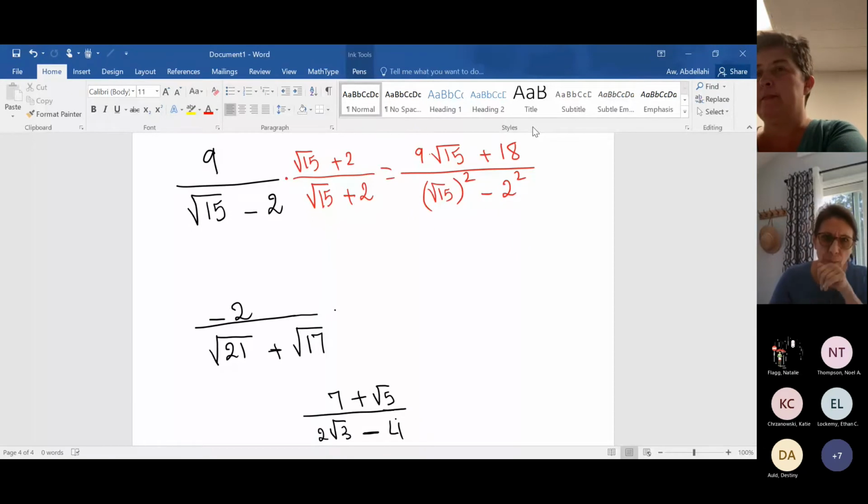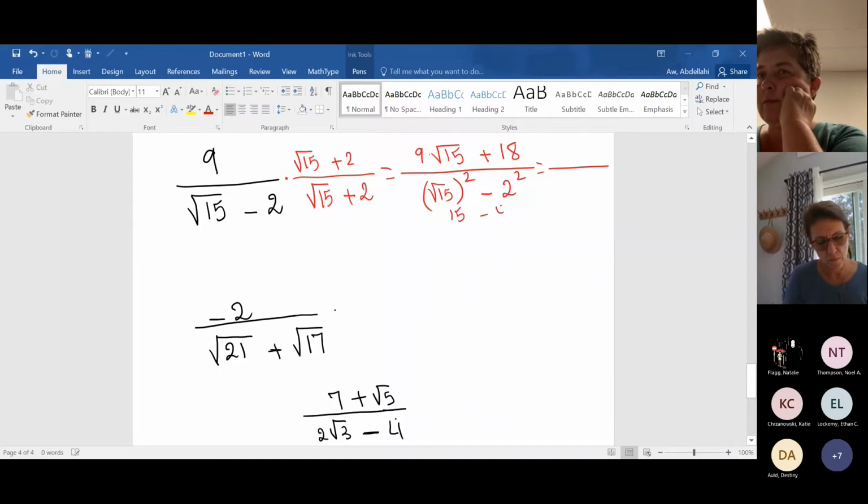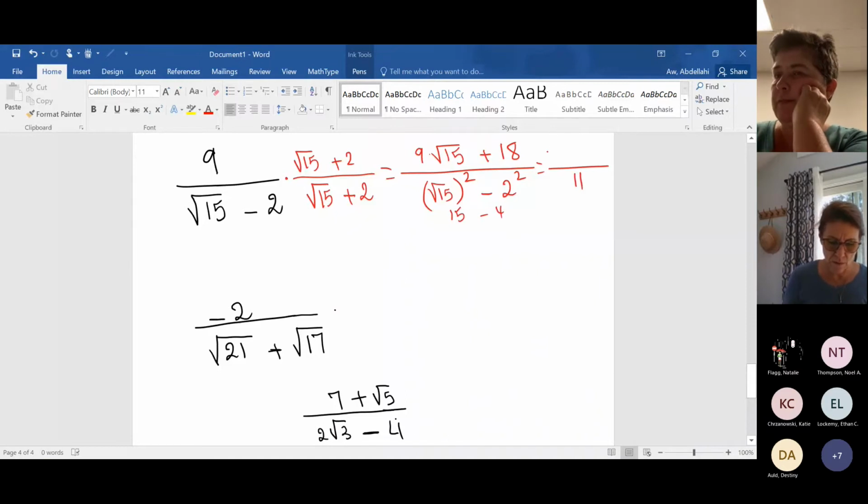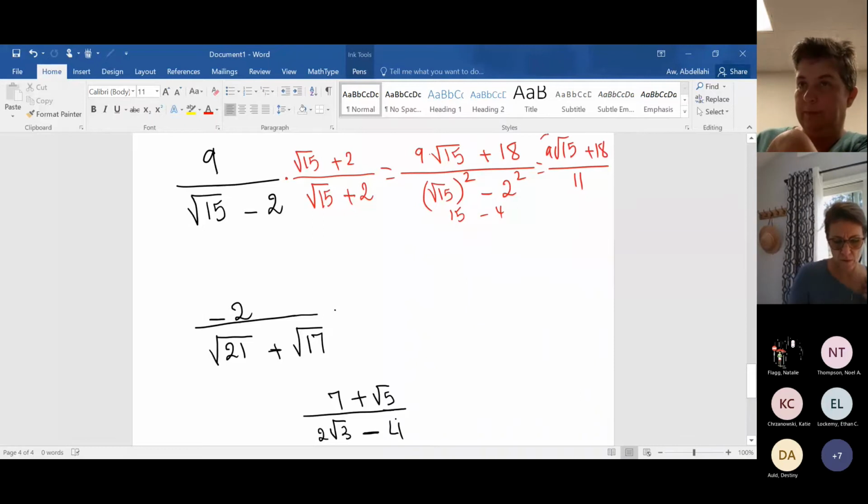Both ways are okay. So now what is the bottom? The bottom will be 15 minus 4, which is 11. Thank you. And 9 root 15 plus 18. That's a good answer.